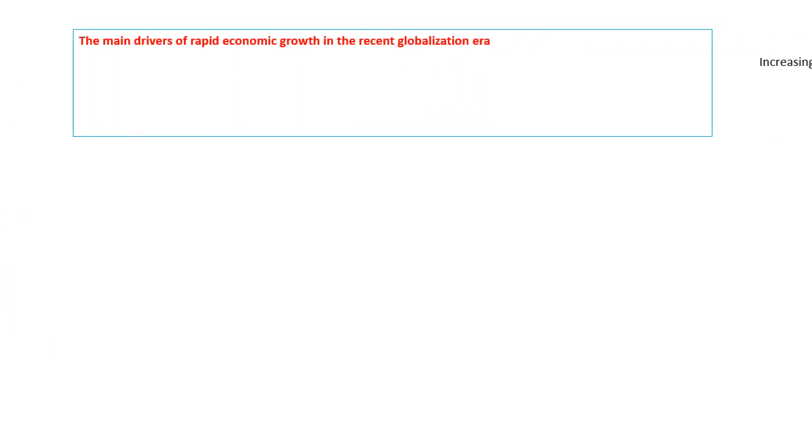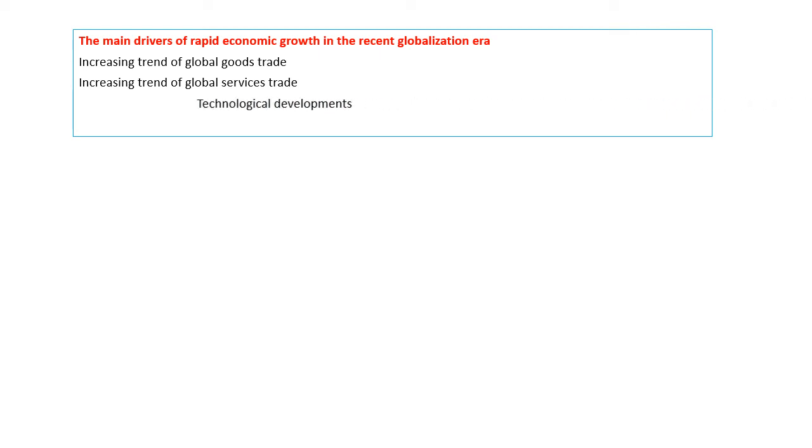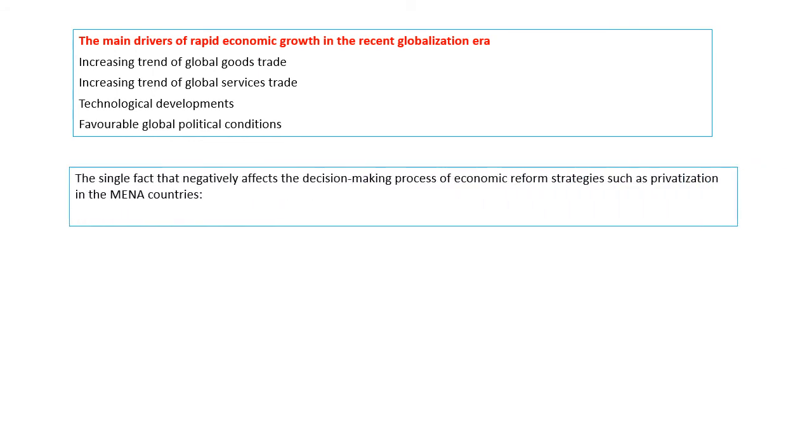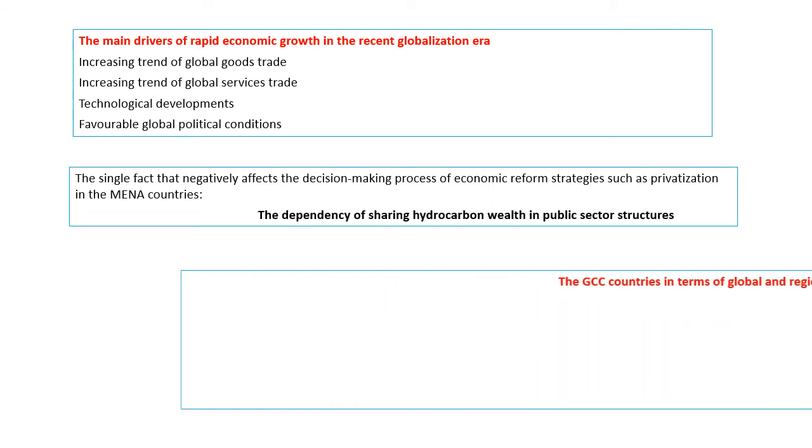The main drivers of rapid economic growth in the recent globalization era: increasing trend of global goods trade, increasing trend of global services trade, technological developments, and favorable global political conditions. The single fact that negatively affects the decision-making process of economic reform strategies such as privatization in the MENA countries is the dependency of sharing hydrocarbon wealth in public sector structures.